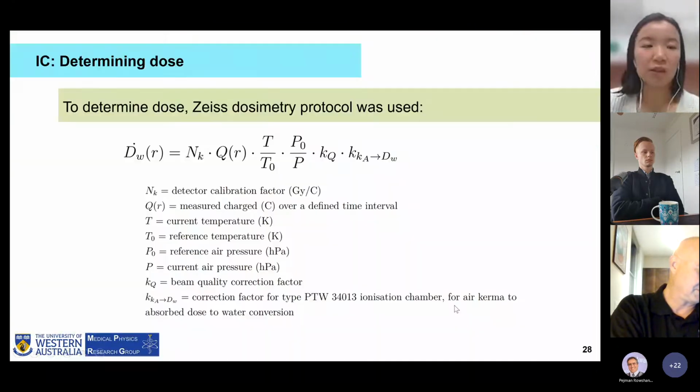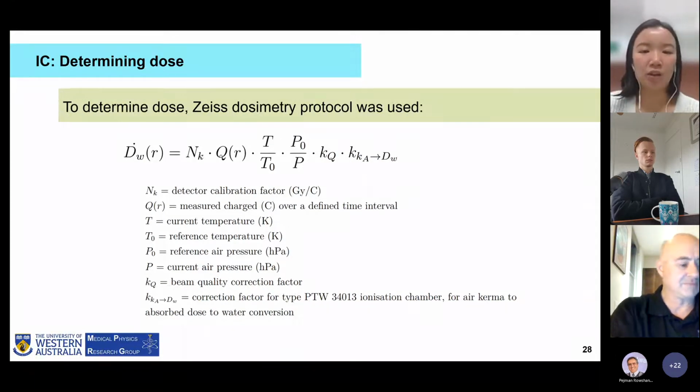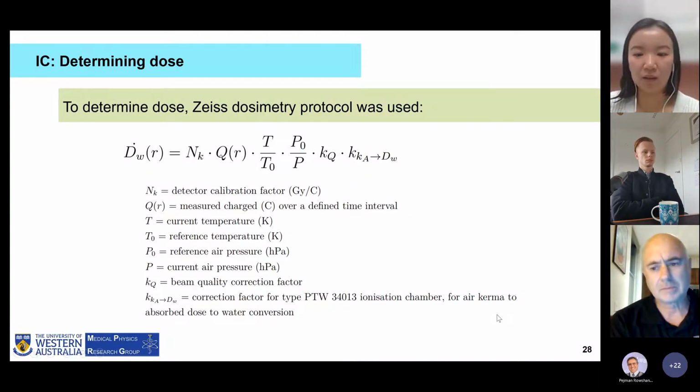Just for completion, this is the Zeiss dosimetry protocol that was used to determine dose rate in water from the chamber reading. I won't spend too much time here, but it's here if you'd like to look at it.